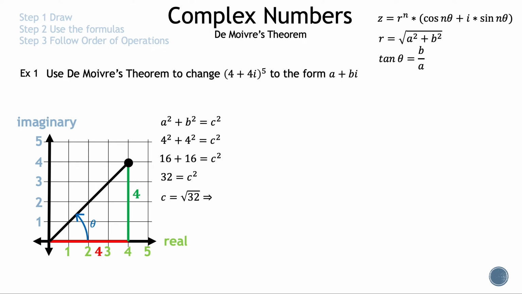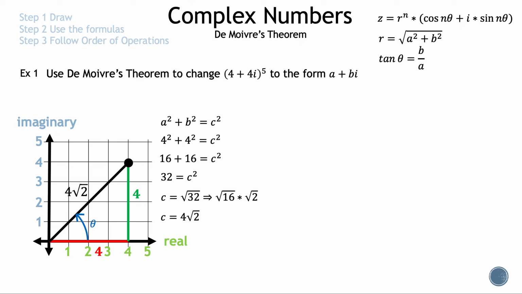Let's take the square root of both sides, so we have c is equal to the square root of 32. If we simplify the square root of 32, we can rewrite it as the square root of 16 times the square root of 2, and the square root of 16 is 4. So c, or the modulus r, is equal to 4 times the square root of 2.